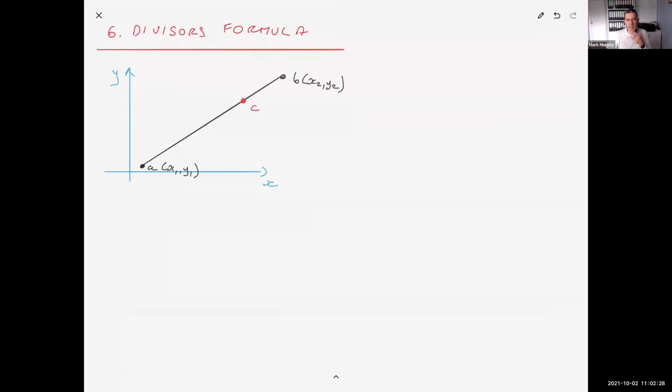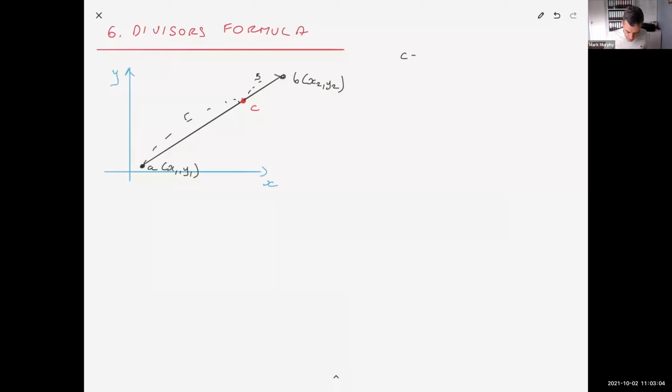Now, what we're trying to find here is the coordinates of C. The line is divided up into the following ratio. This is the ratio R. This is the ratio S. Again, I'll do an example of this later. In other words, R could be 2 and S could be 1, so that C divides that line up into ratio 2 is to 1, or R could be 5 and S could be 3, so 5 is to 3. Now, this is the internal divisor. We don't do external in the Leaving Cert anymore. So the coordinates of C, internal divisor.